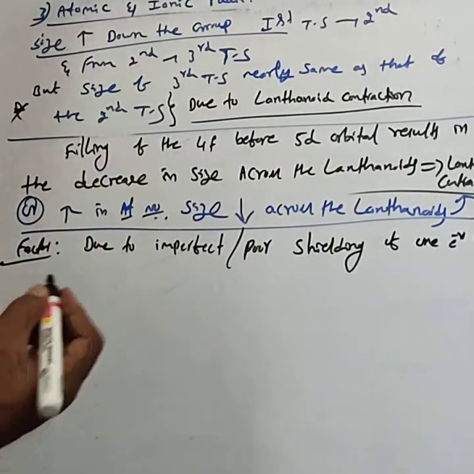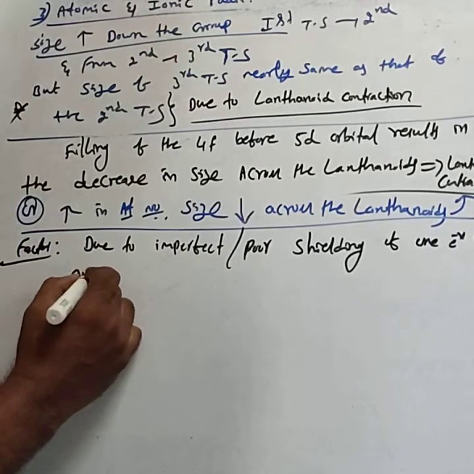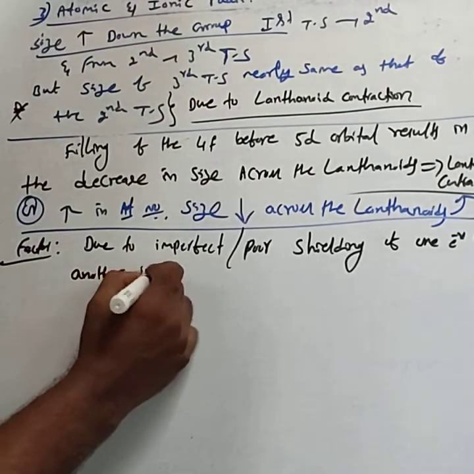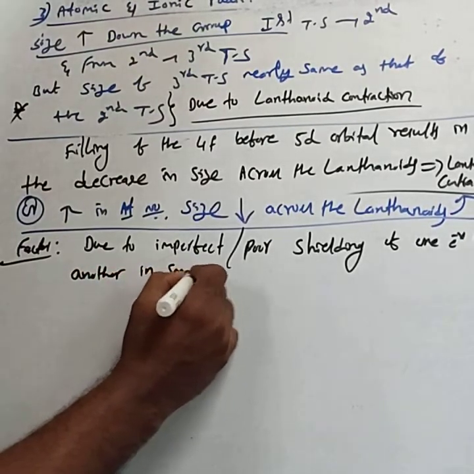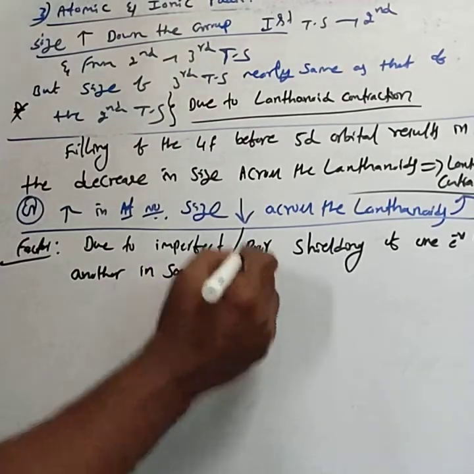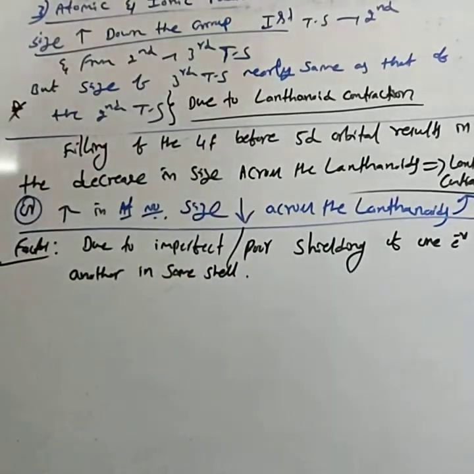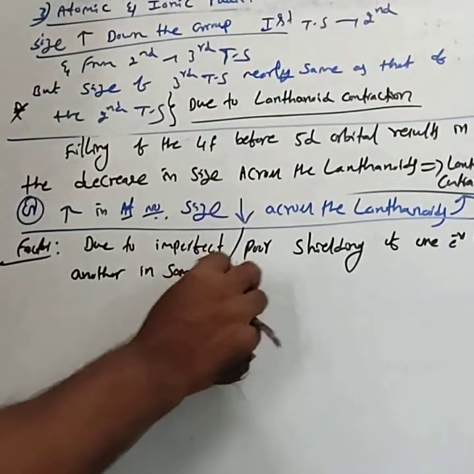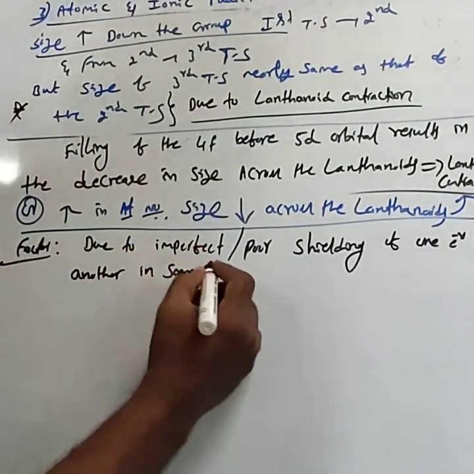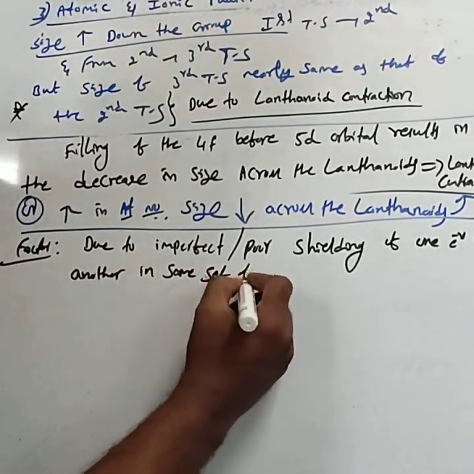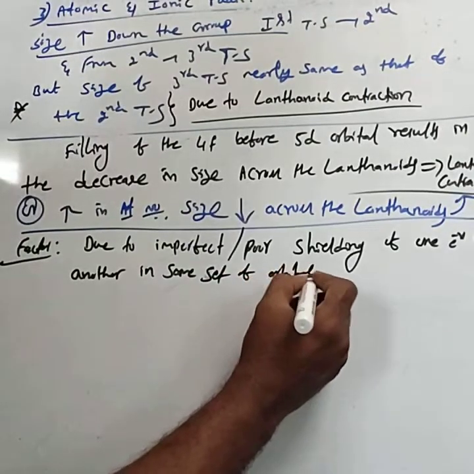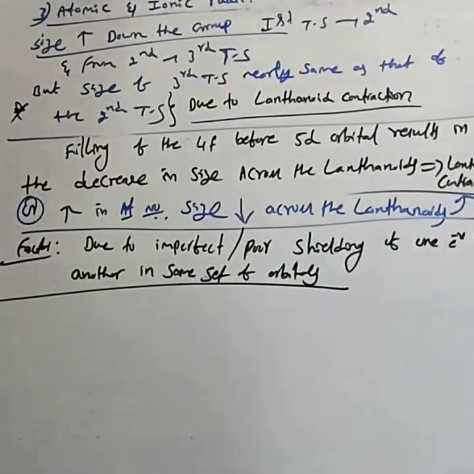One electron by another in the same shell, in the same set of orbitals. This is the factor or cause for lanthanoid contraction. They can ask for 2 marks: what is lanthanoid contraction? What is the cause for it?